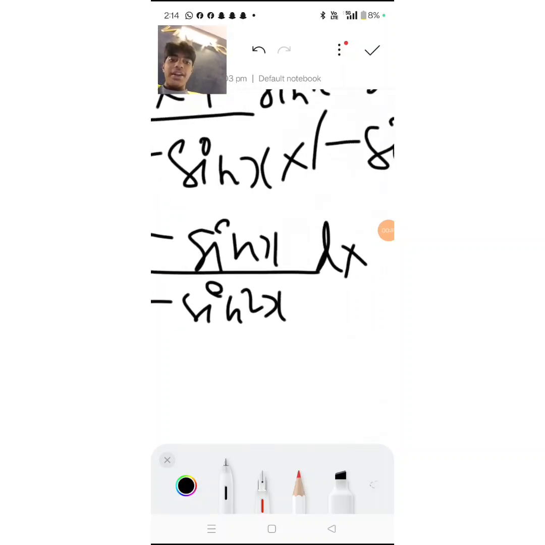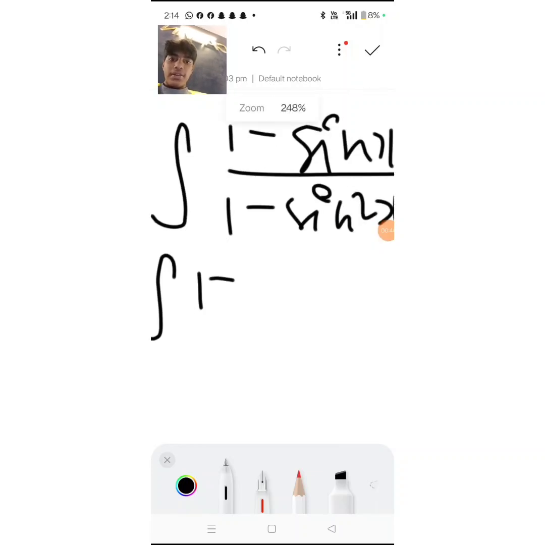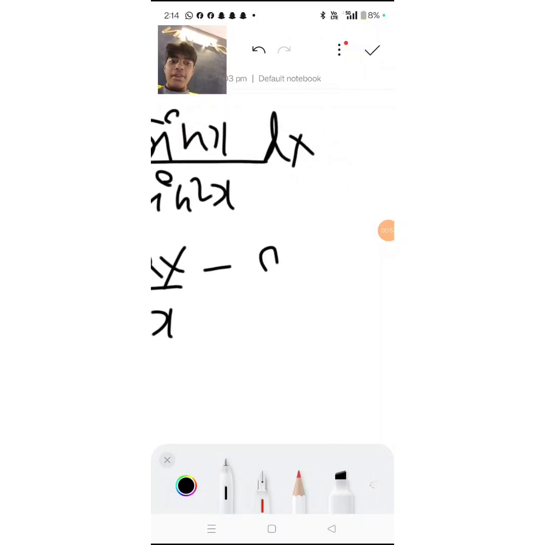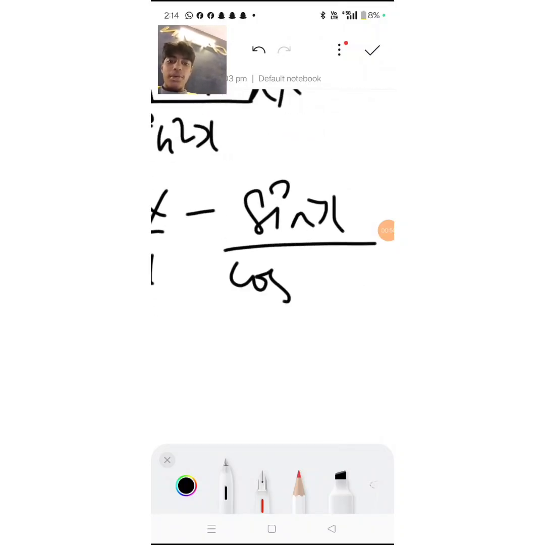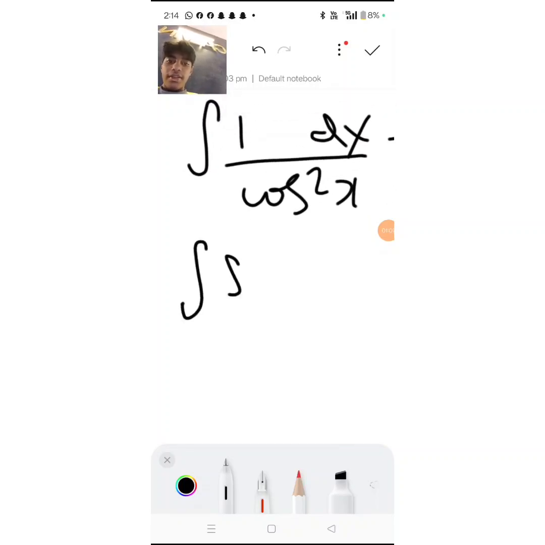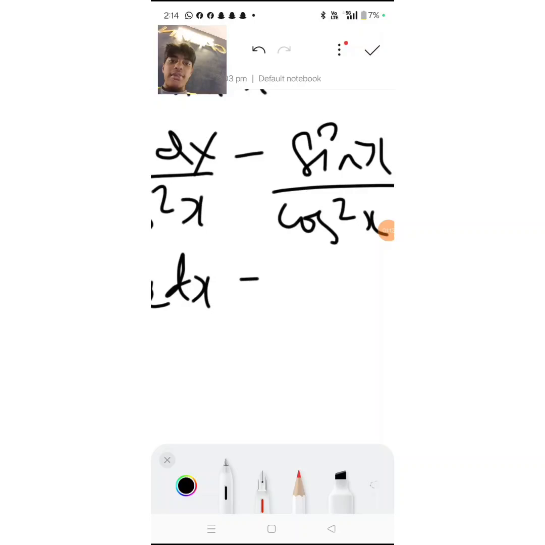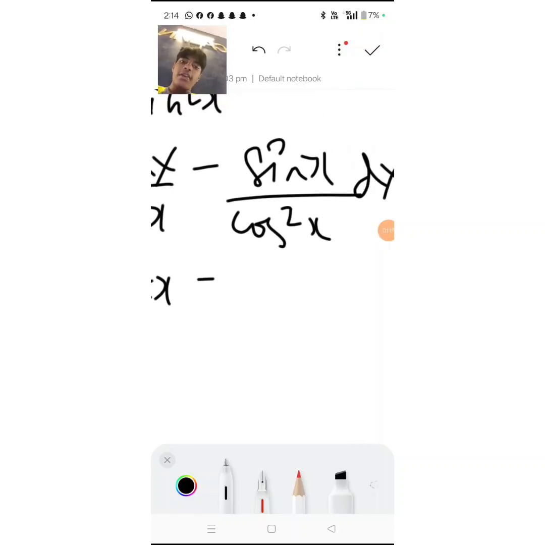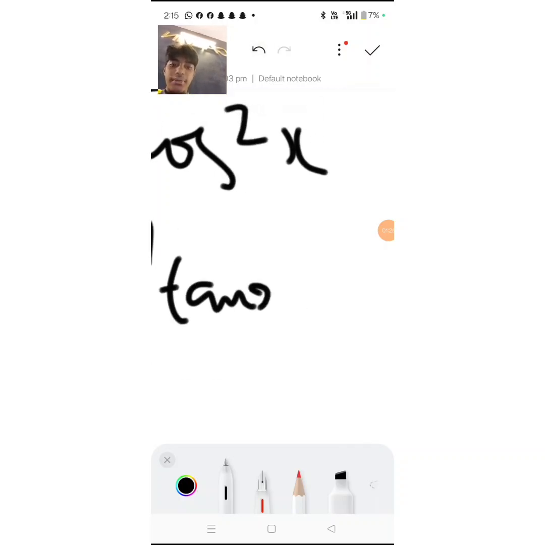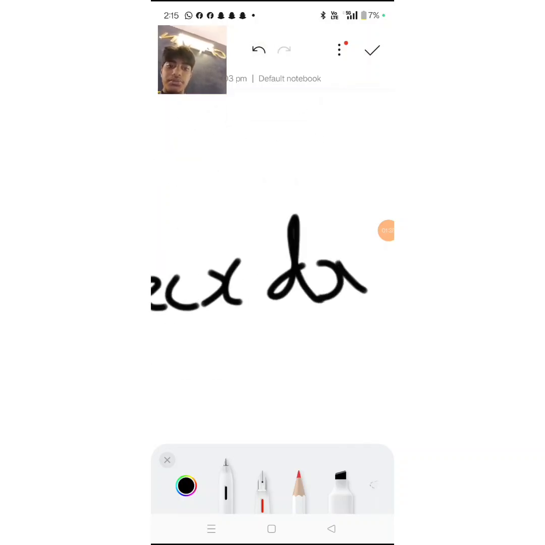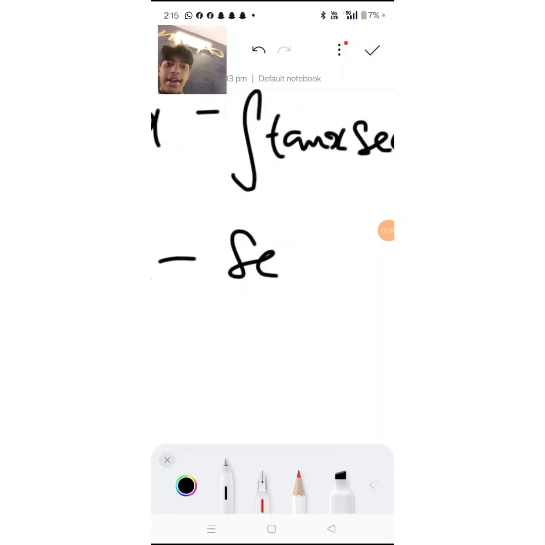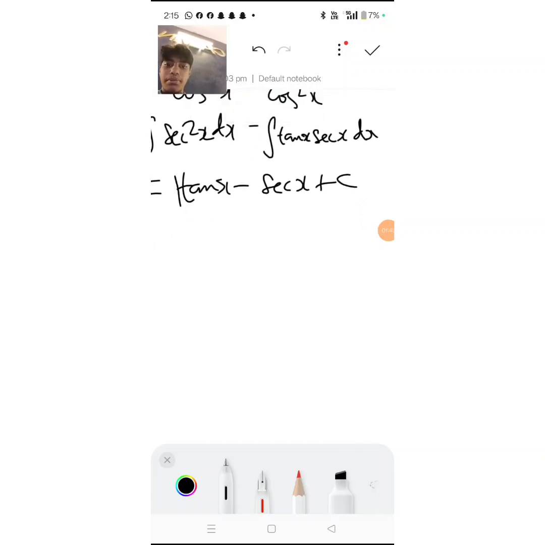So now I can just divide it into two different integrals. So I can say that this is 1 divided by, now 1 minus sine square x is cos square x, dx, minus sine x divided by cos square x dx, right? So integral of 1 divided by cos square x becomes integral of sec square x dx minus sine x divided by cos x. Sine x divided by cos x into cos x becomes tan x. The extra cos x goes up, becomes sec x. So integral of tan x sec x dx. Now we just use our regular identities. Sec square x becomes tan x, minus sec x plus c. This is your answer. This is a very easy integral.